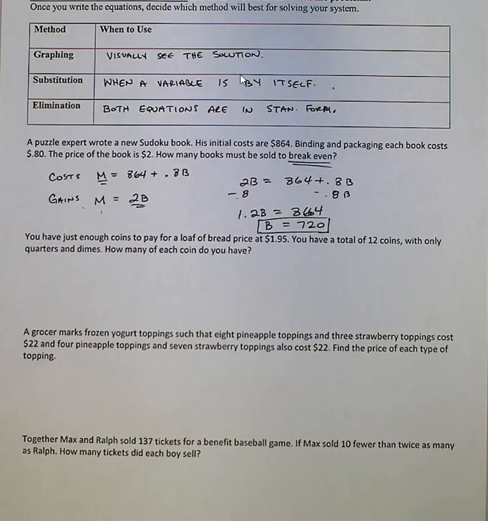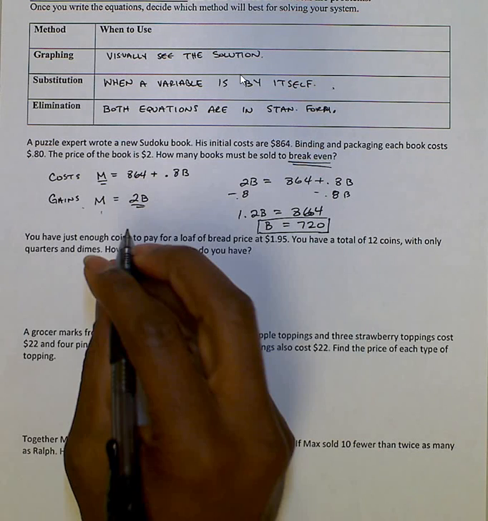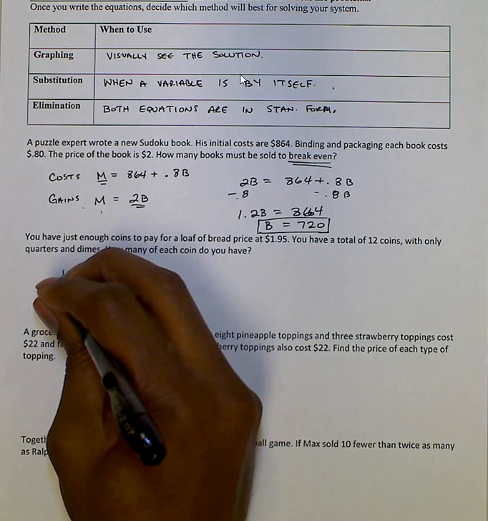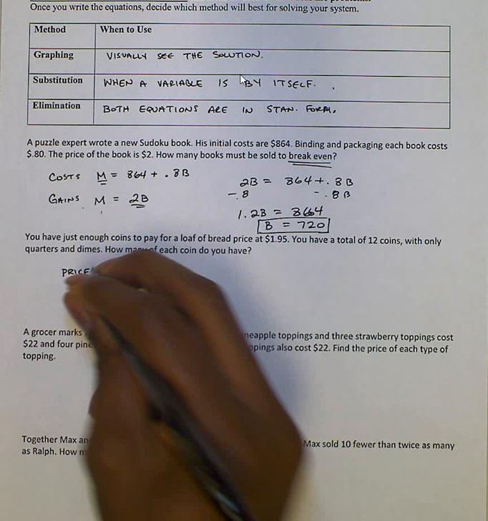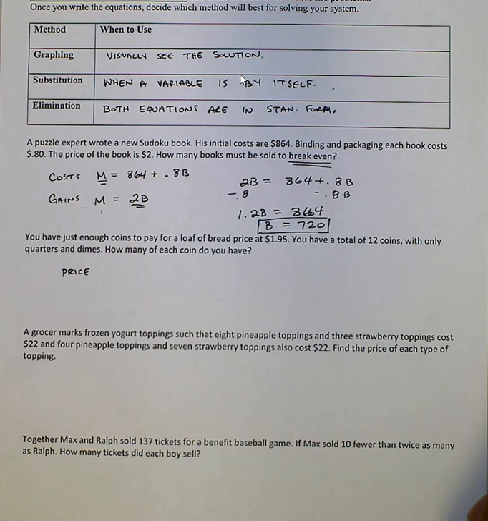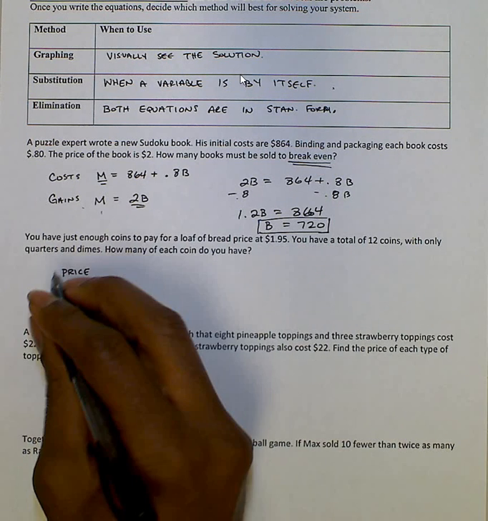All right, second problem. It's a coin problem. It says you have just enough coins to pay for a loaf of bread priced at $1.95. You have a total of 12 coins with only quarters and dimes. How many of each coin do you have? So here we go. Again, two equations. One about price. The price of the bread is $1.95. You're going to have to pay for it. And the other is about the number of coins.